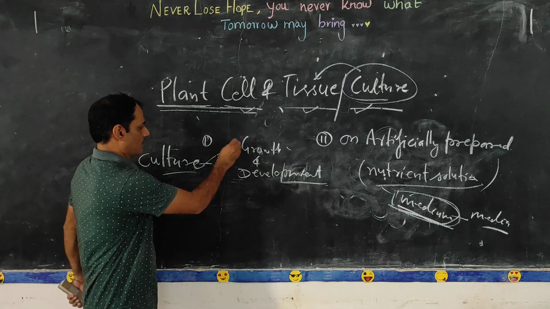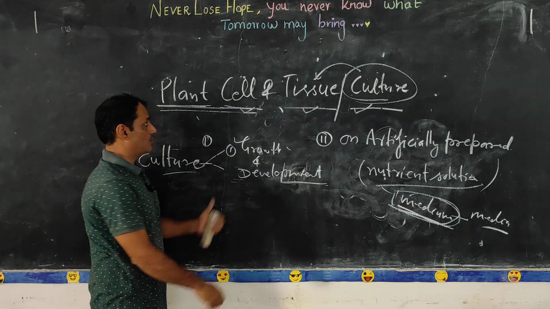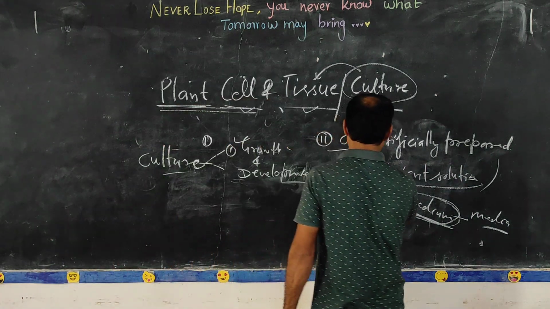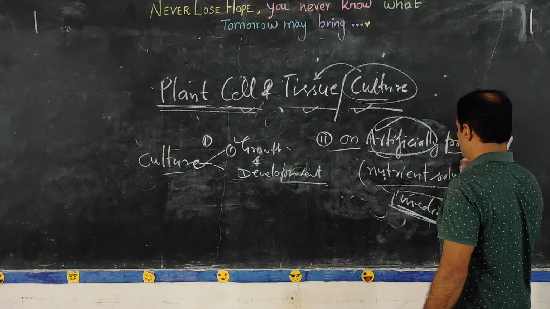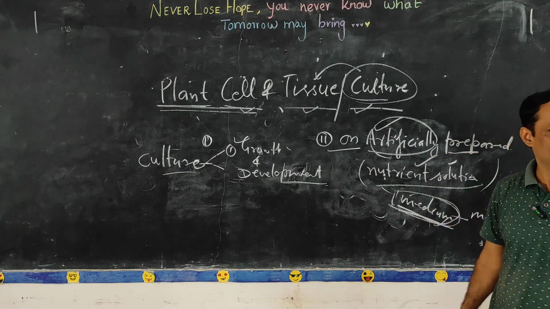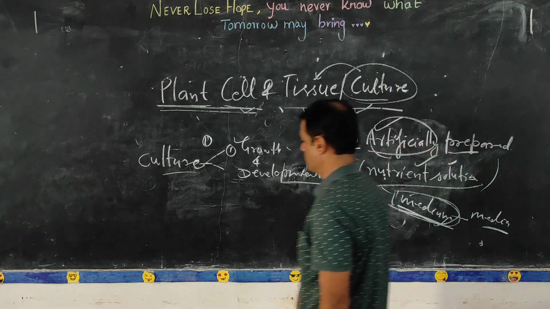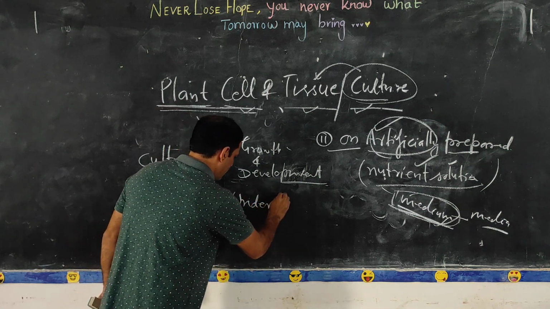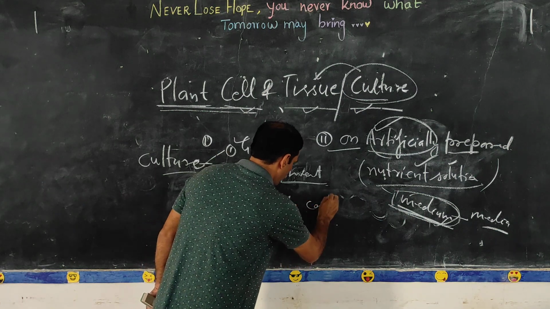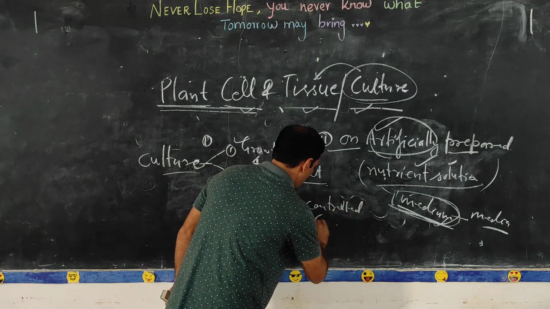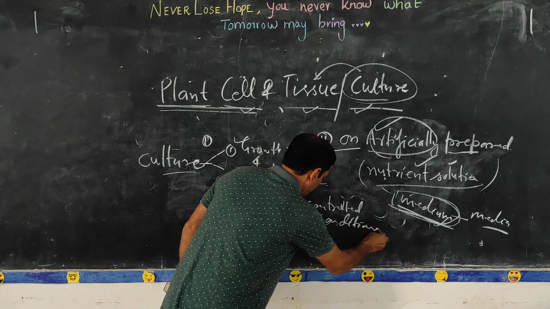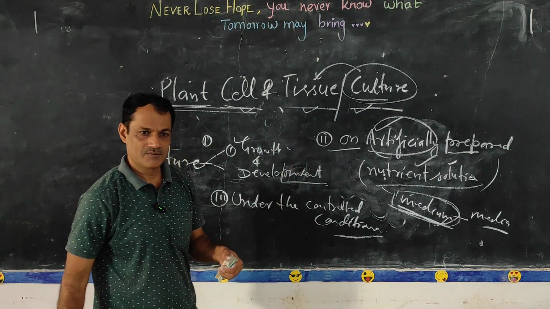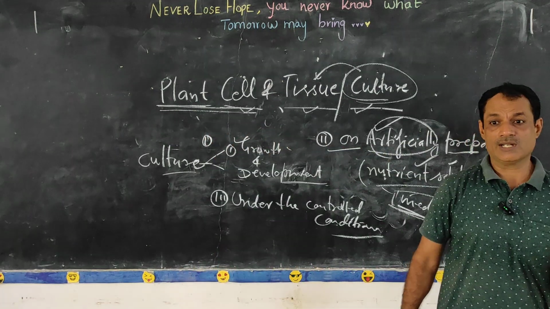So we are discussing what culture is here. Culture means growth. Point number 1, growth and development of plant cell and tissues. Point number 2, where? On artificially prepared nutrient solution, that is called medium here. Point number 3, under the controlled conditions. What are controlled conditions then?